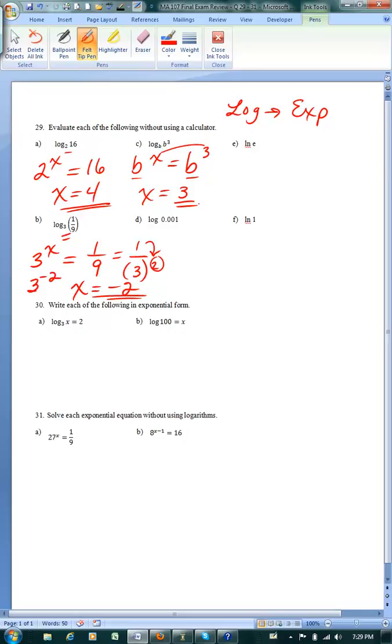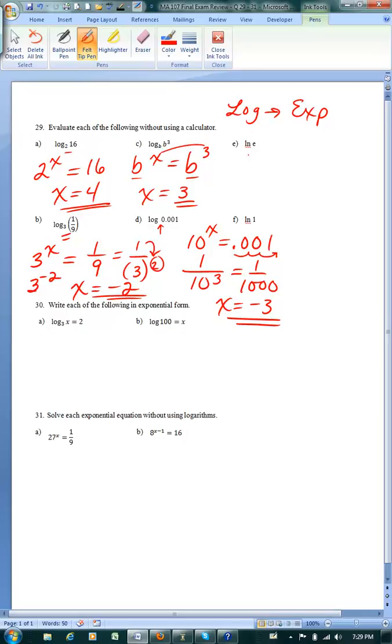Letter D, when there is no base written and it's log, we can say that the base is 10. 10 to the x equals 0.001. So how many places? We know it's 1 over, because it's a decimal, 1 over 10 to the 1, 2, 3. So the exponent of 10, 1 over 1,000, is the same as 0.001. So in order to have an exponent cross the fraction bar, x had to be negative 3.